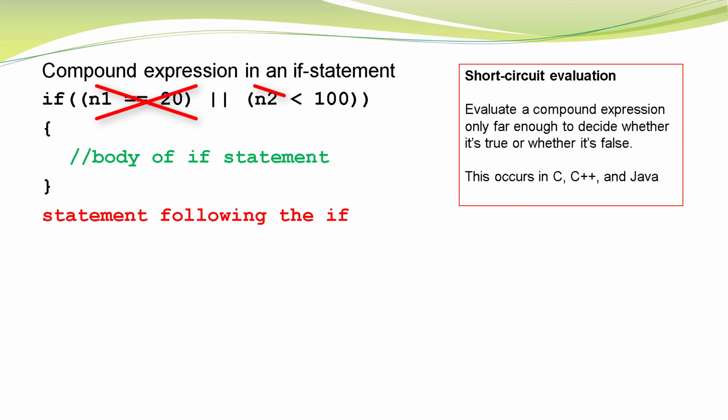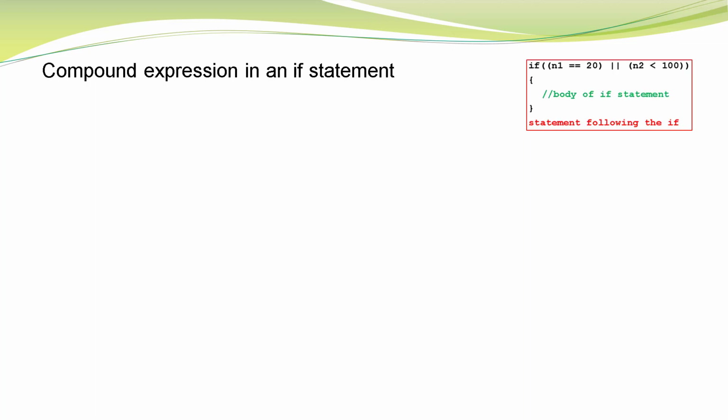If the second part is false also, then we jump out of the if statement. Otherwise, we execute the body of the if. Let's translate this. Just as a reminder, we'll put this here. Our first comparison deals with n1 and 20. We know that if this part's true, the whole if is true.